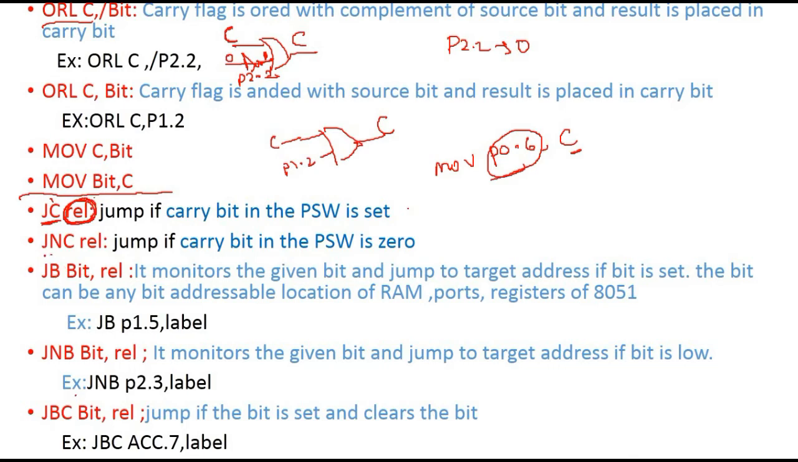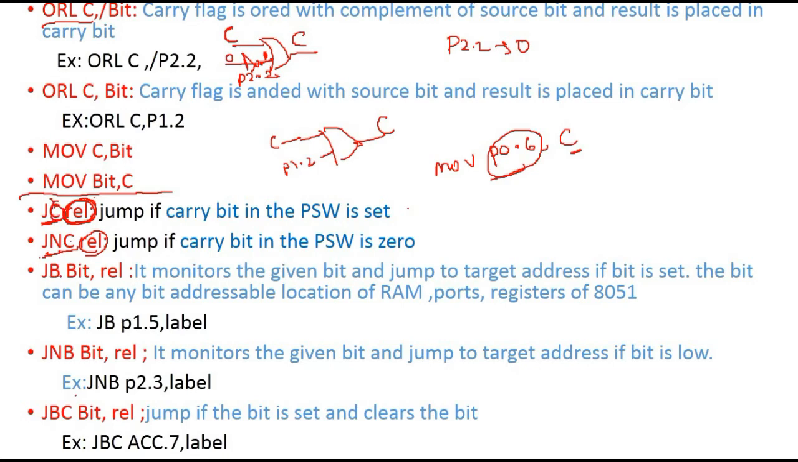Similarly, here we have JNC, that is jump if the carry flag is not set. If the carry flag is zero, then jump to the particular location mentioned in the instruction. Otherwise, execute the next instruction. So these two instructions are used to check the carry flag.